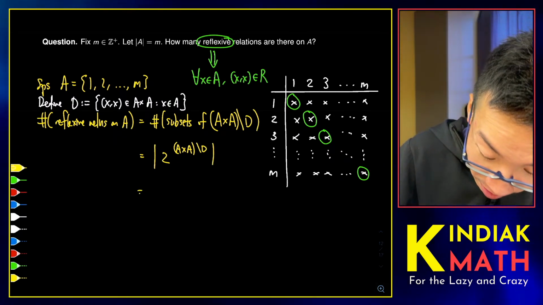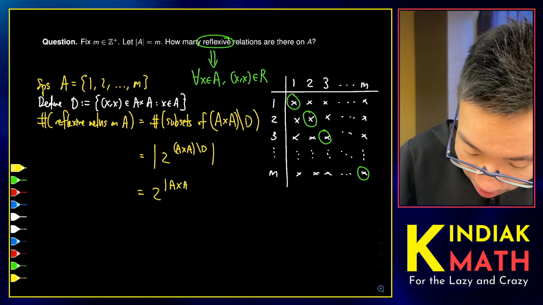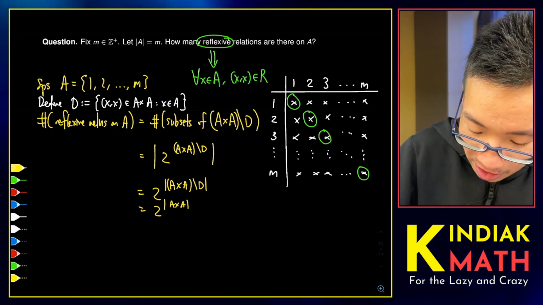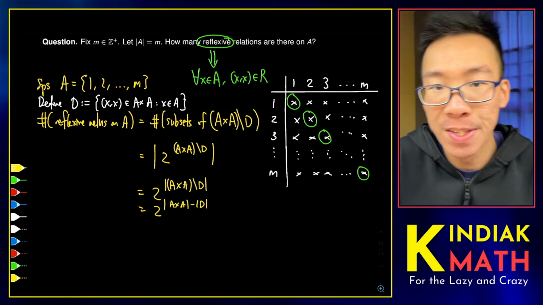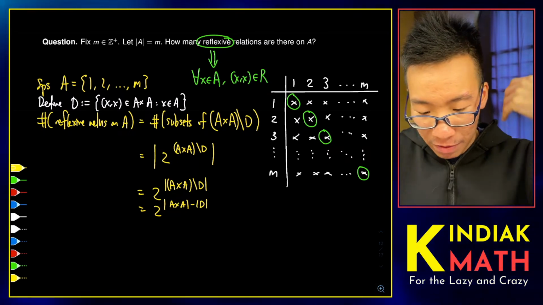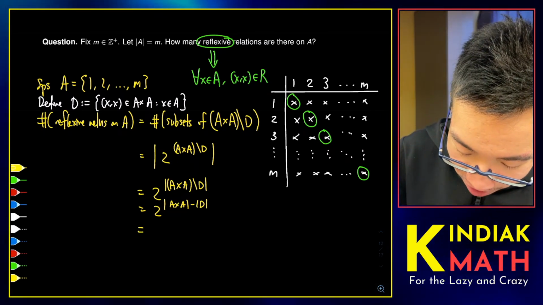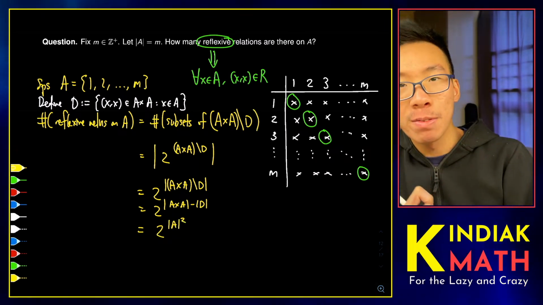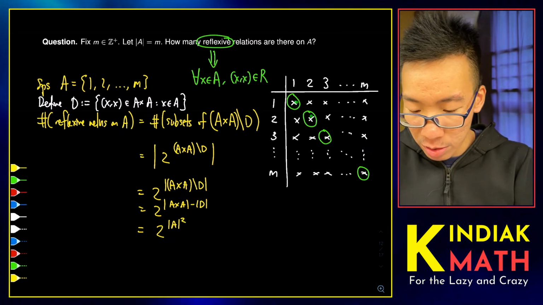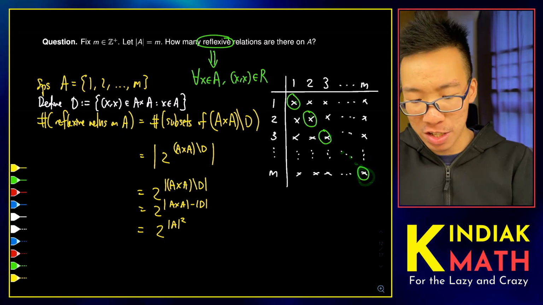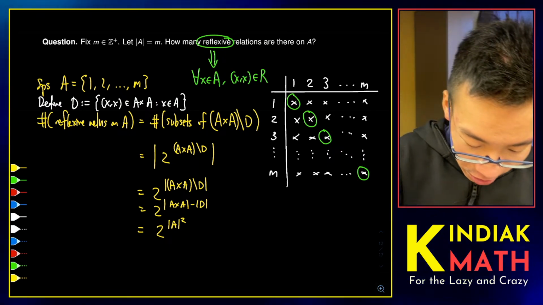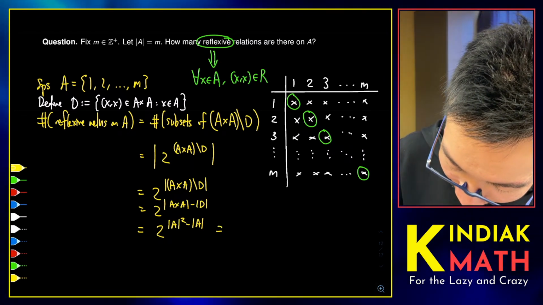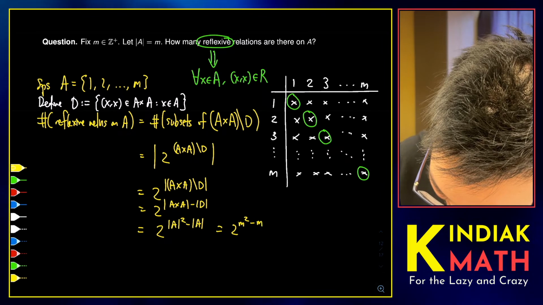And the number here is going to be 2 to the A cross A excluding D, which is 2 to the A cross A minus D. How many items do we have in A cross A? We've seen just now this is actually going to be A squared. And how many items do we have in D? It's actually 1, 2, 3 all the way to M, right? There's actually a bijection from D to A. So actually it's a total of A items. And once you have A items, then the total number is 2 to the M squared minus M.